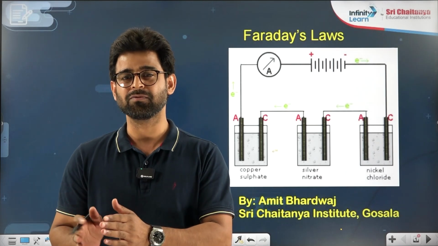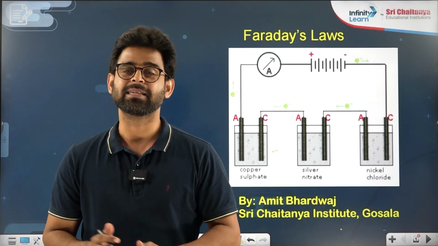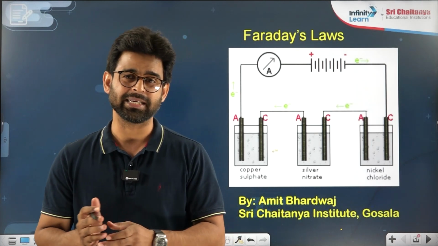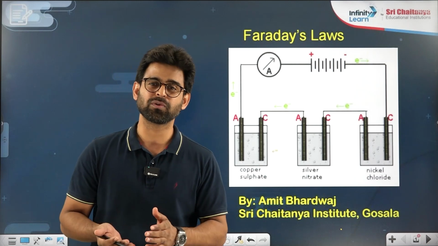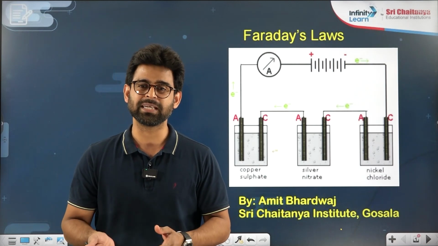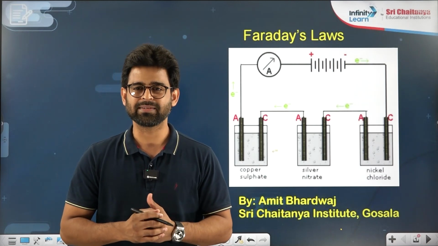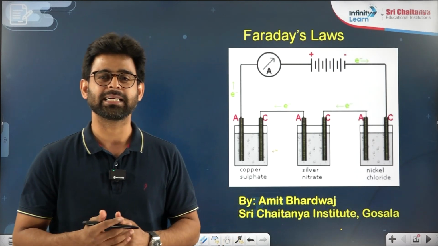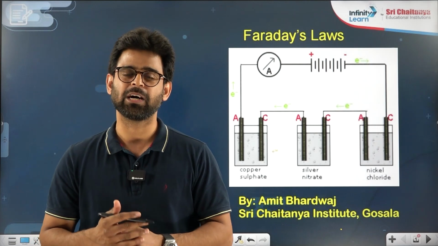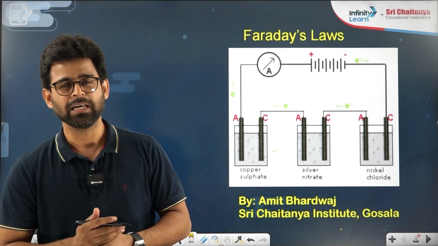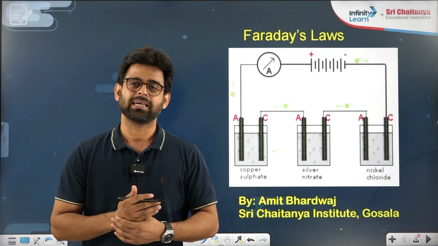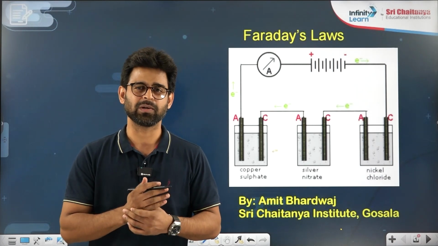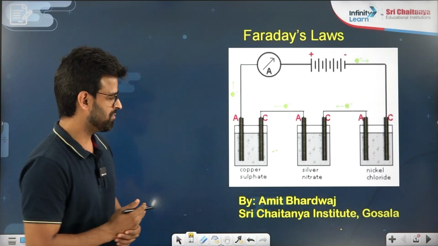Which substance will deposit comes under the qualitative aspect of electrolysis, and how much weight, volume or moles of that substance will be liberated is our quantitative aspect. Faraday's laws will help us understand that quantitative aspect, meaning how many moles or how much weight will deposit. So basically there are two laws in Faraday's concept, Faraday's first law and Faraday's second law. Let us start with the first law of Faraday.